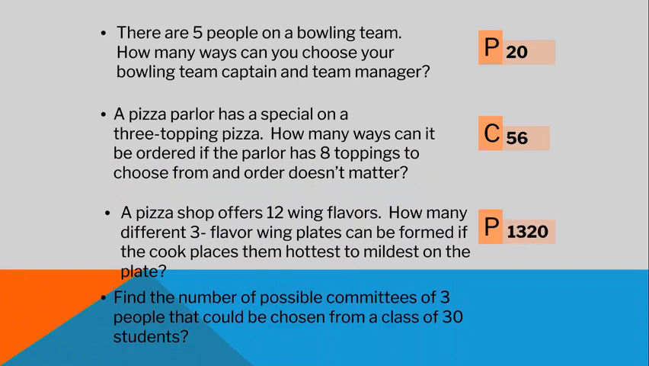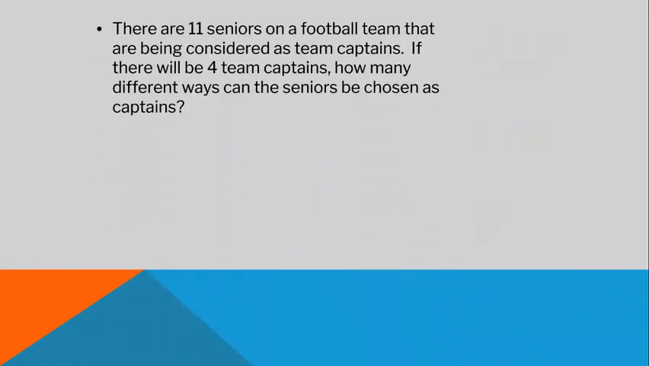Find the number of possible committees of 3 people from a class of 30. Does order matter? It's a committee. 30C3. There are 11 seniors on the football team. There will be 4 captains. How many ways can seniors be chosen as captains? Did order matter? Nope. 11C4.